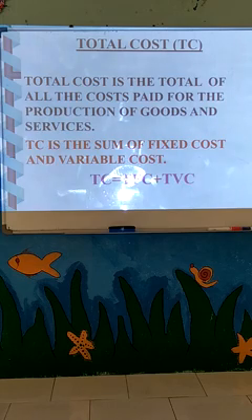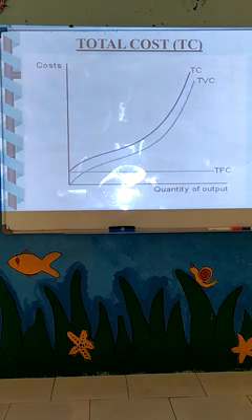And in the diagram, as usual, the y-axis represents the cost and the x-axis is the quantity of output. Here we can see all three curves on the same diagram. This is FC and VC, which we already discussed. Here is the TC diagram, this blue line.